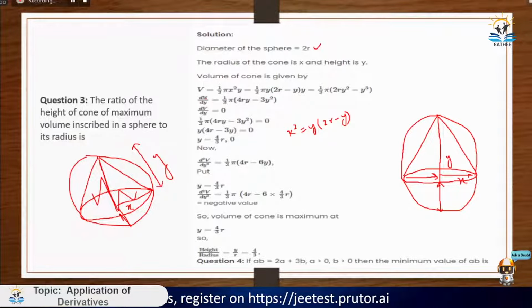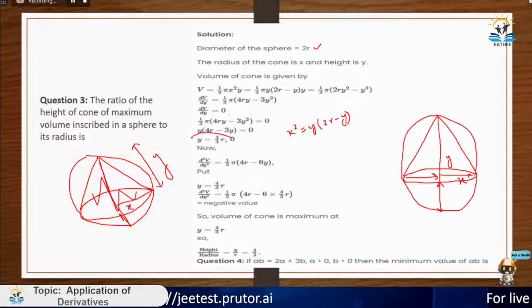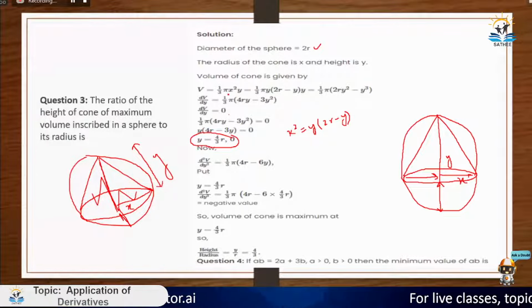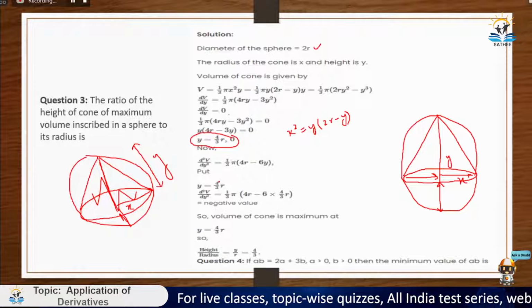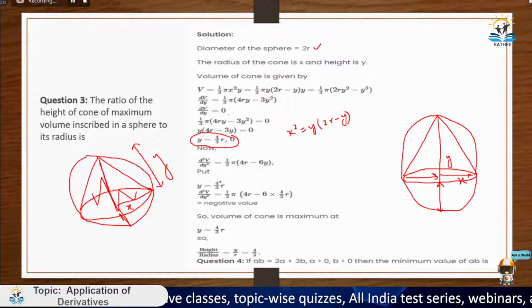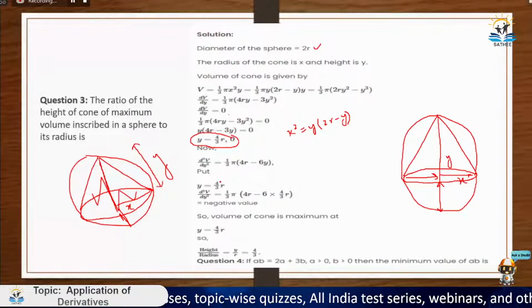From there I differentiated with respect to y and I got dv by dy equal to 0. From there I got two values of y, which is 4 by 3r comma 0. These are two values of y, so I will put y value and I will check that for what value of y I am getting maximum value. So basically I can do it that way also, or I can even calculate double differential. After calculating double differential, I will put the value of y and the value of y for which my double differential is coming to be negative. At that point, the volume of cone is maximum.